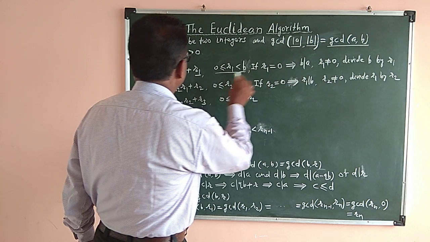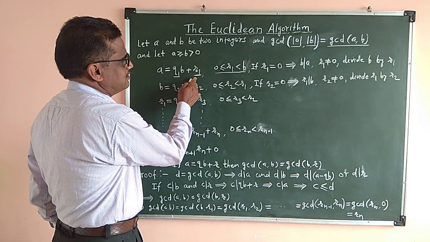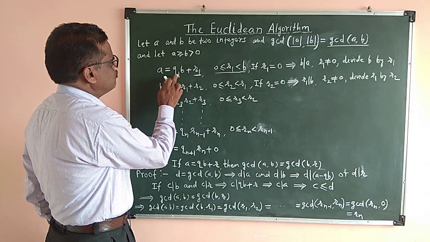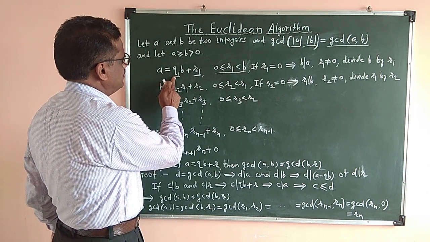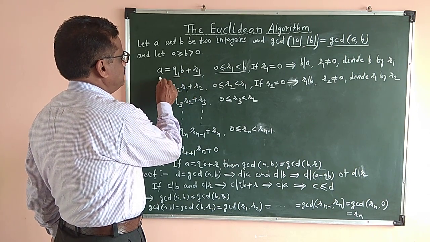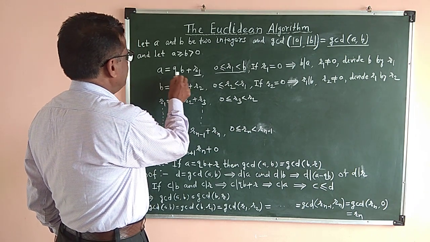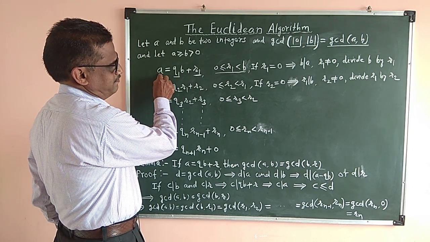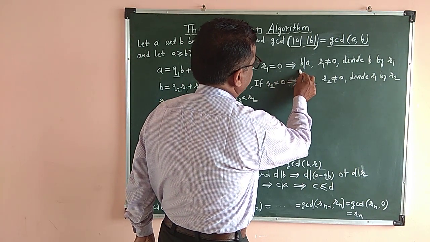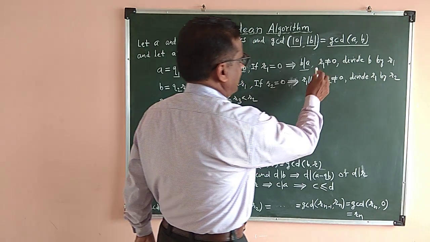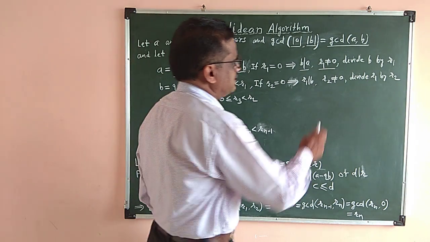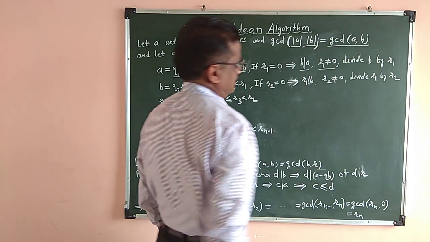If R1 is equal to 0, then we know that A is equal to Q1 times B. So by the definition of divisibility, we get B divides A. But if R1 is not equal to 0, then again we can divide B by R1.